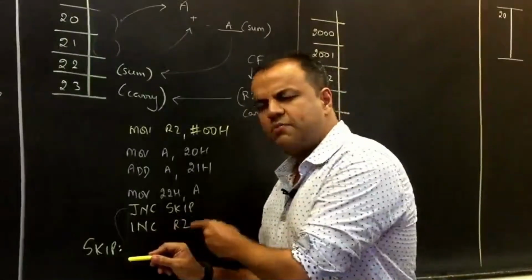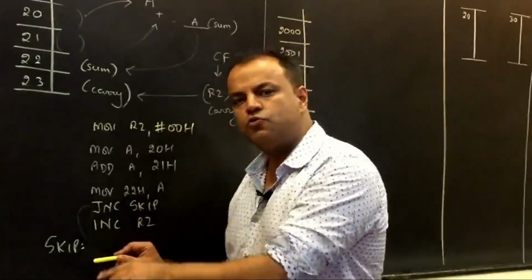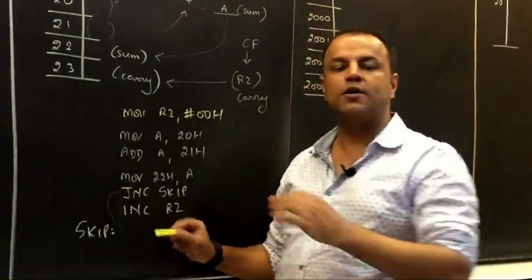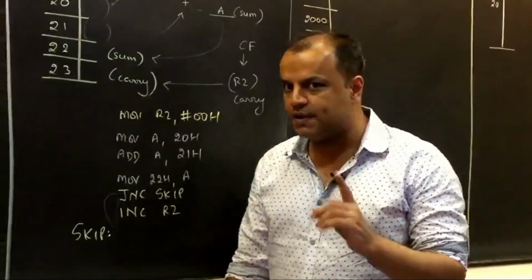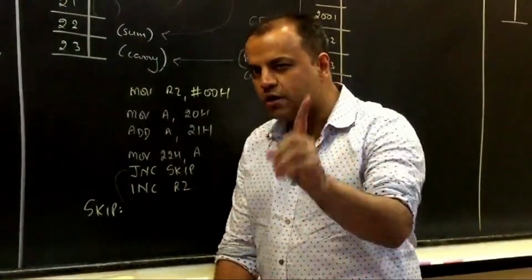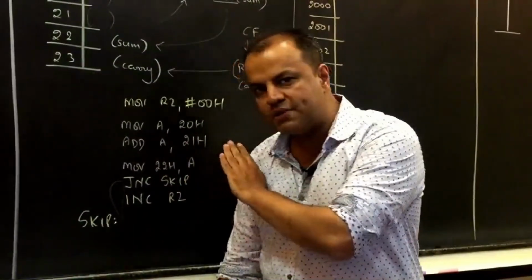If there was a carry, you will increment R2. That means make it 1 and come here. If there was no carry, you will leave it. That means let it be 0 and you will come here. I will not explain this part every time in every program. I'm doing so much effort. Understand it once and for all. This is how you will be dealing with carry everywhere.